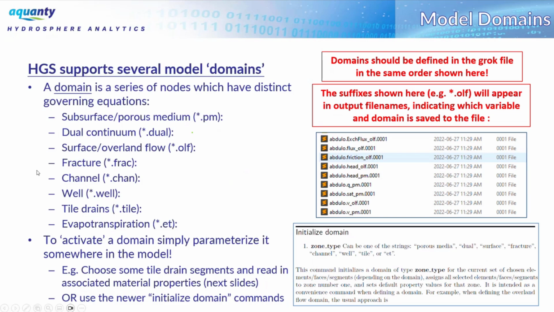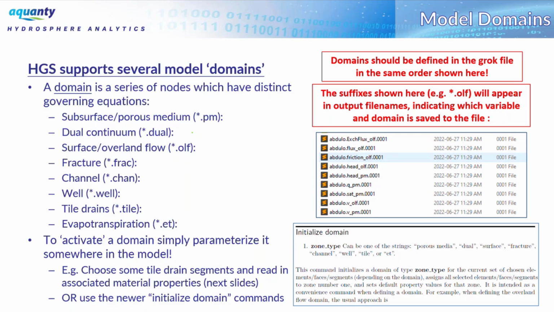Okay, so now we get into defining material parameters or properties, and I usually like to start with a quick clarification when I say model domain. Sometimes people take that to mean the spatial area of the model, which is not necessarily incorrect, but in the world of HydroGeoSphere, we also use the word domain to refer to the collection of nodes that have a distinct governing equation.